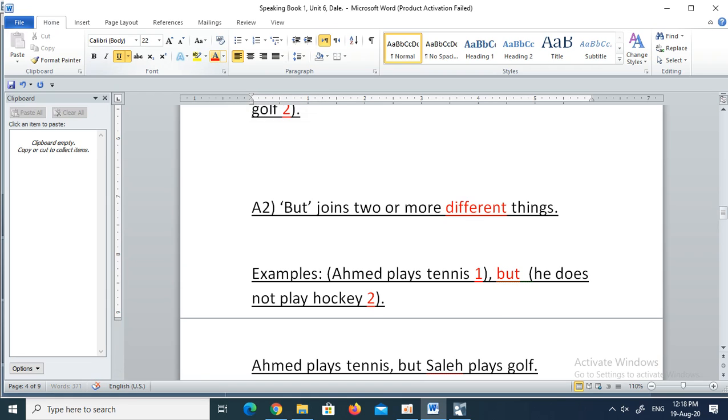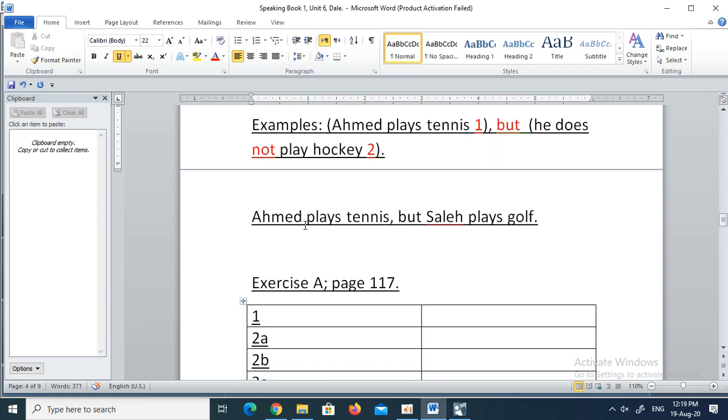So I am joining these two clauses. I'm joining clause number 1, Ahmed plays tennis. I am using the conjunction but, and then I am using it to join to the second clause, he does not play hockey. We use but because here we are saying he does not play hockey. So we are joining two different things. Ahmed plays tennis, but he does not play hockey.